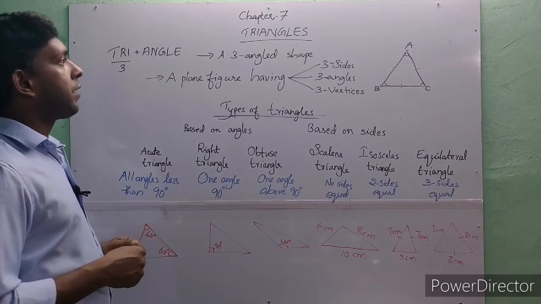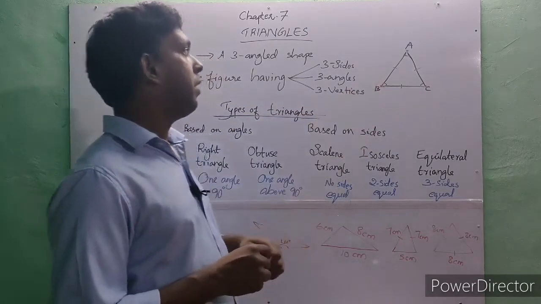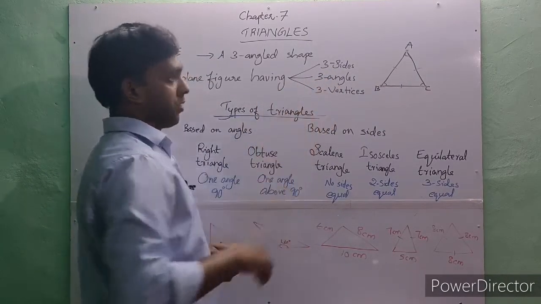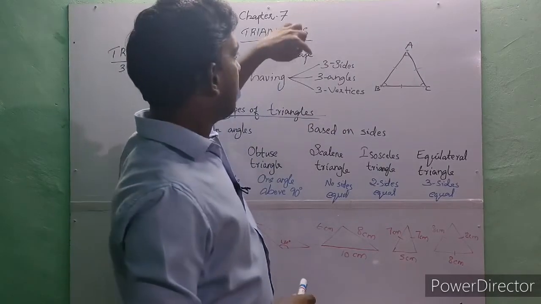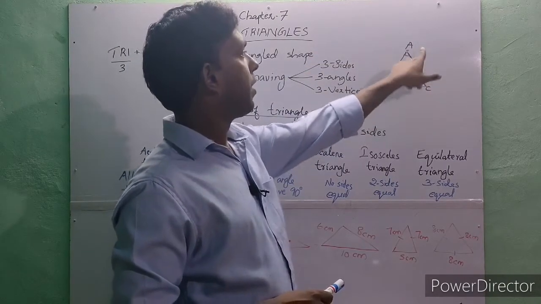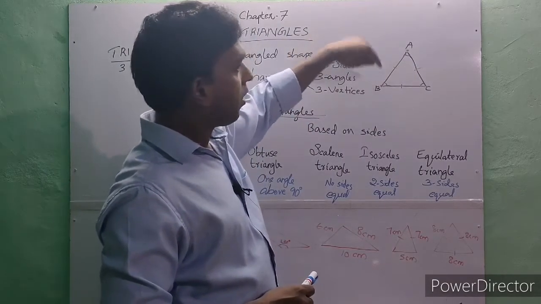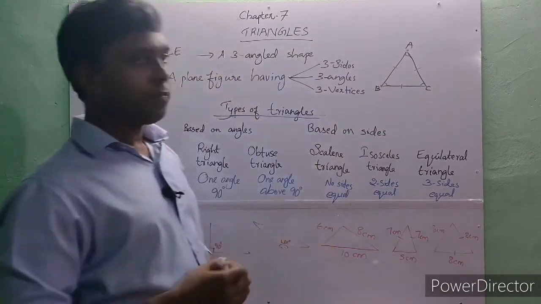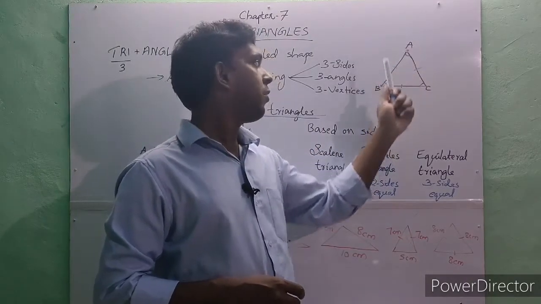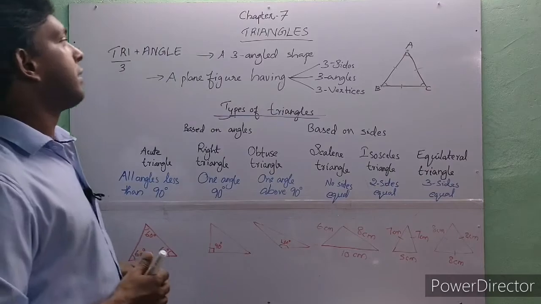In other words, a triangle is a plane figure having 3 sides, 3 angles and 3 vertices. Look at this picture here. It has got 3 sides, which are side AB, side BC and side AC. It has got 3 angles: angle A, angle B and angle C. Also it has got 3 vertices: vertex A, vertex B and vertex C. So that is about the triangle.